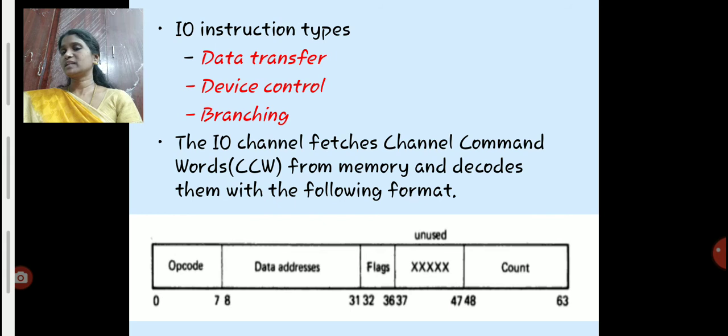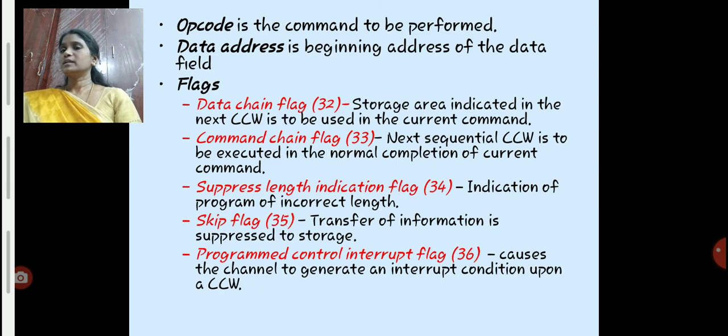On the first field it is opcode, next to it we have data address, next to it we have flags, then we have count and some portions in the middle which is unused. So this is the format of a channel command word, which is used mainly for IO programming. Now we see the fields of this CCW in detail.